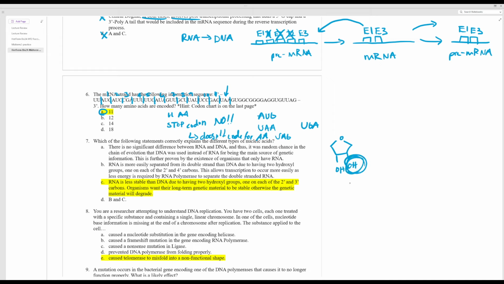This is a big difference. This is a major difference. This is what allows the cell to recognize a primer. It's not a little change. So to say there's no difference is wrong.